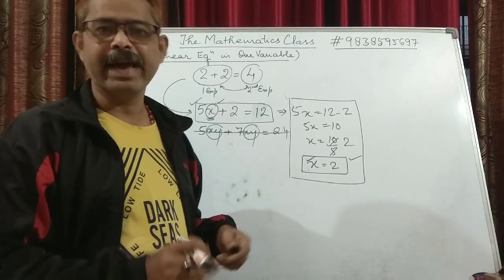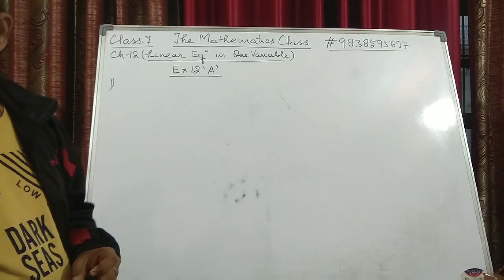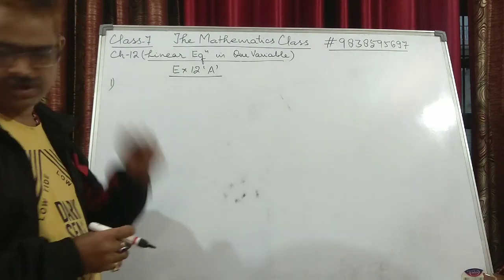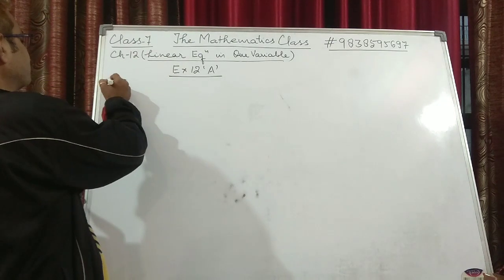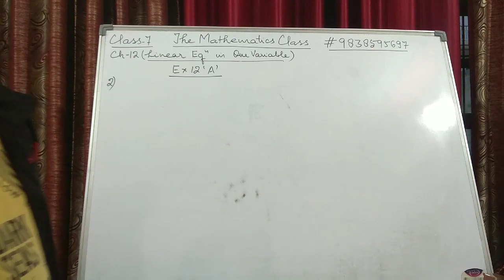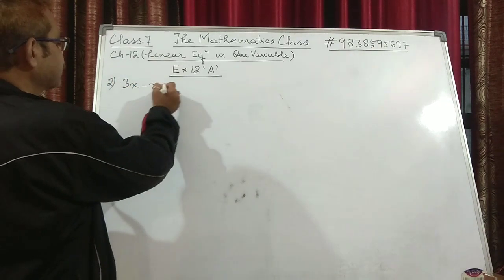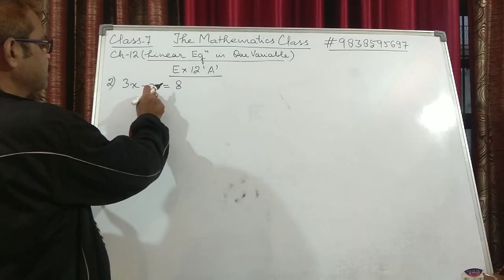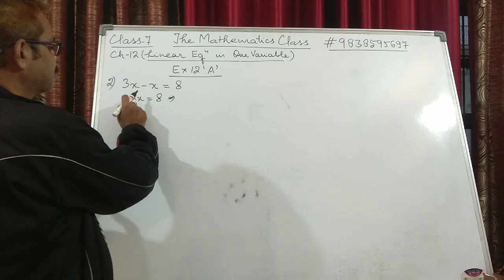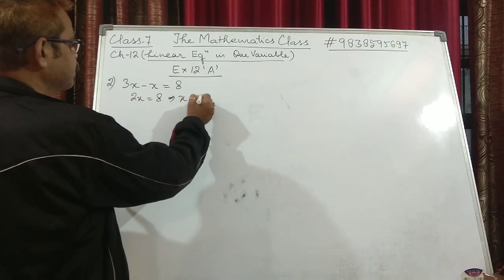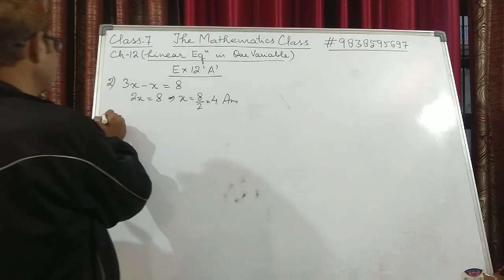Now we move on to the exercise. The first exercise that I am taking is exercise 12a, and in this we have to solve the given equations. First I am starting from question number 2, and we are doing the multiples of 2. The question is 3x minus x is equal to 8. 3x minus x will be 2x. 2x is equal to 8. In the next step, 2 goes to the denominator. So x becomes 8 upon 2, that is 4, the final value.